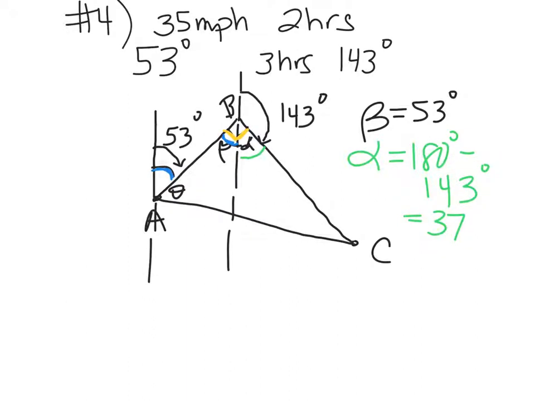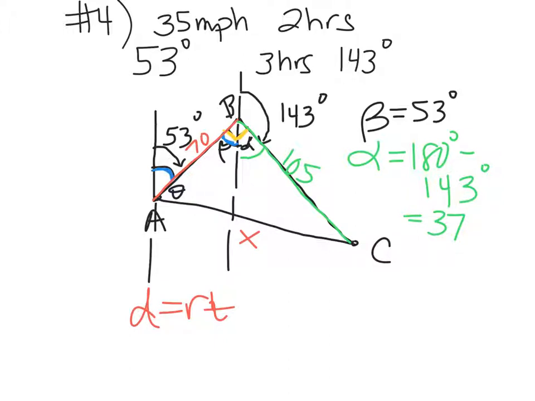What are we trying to find? We're trying to find the distance from Port Cleveland. So we're trying to find the hypotenuse. AB, we have the distance of AB because the guy was going 35 miles per hour for 2 hours. Distance equals rate times time, so that's 70 miles right there. And then BC over here is 3 hours at 35 miles per hour, which is 105.